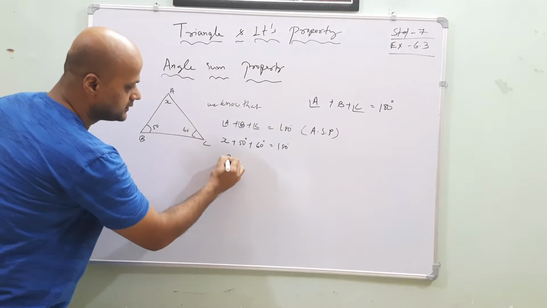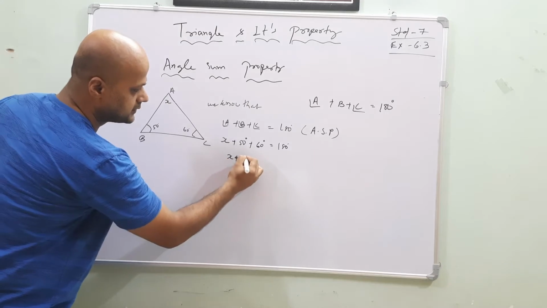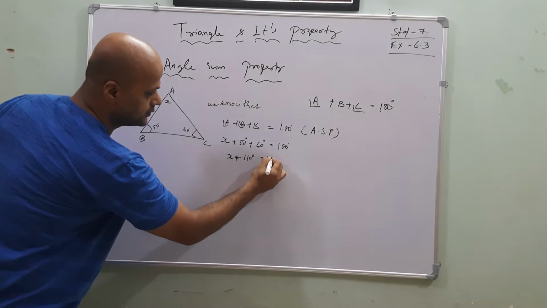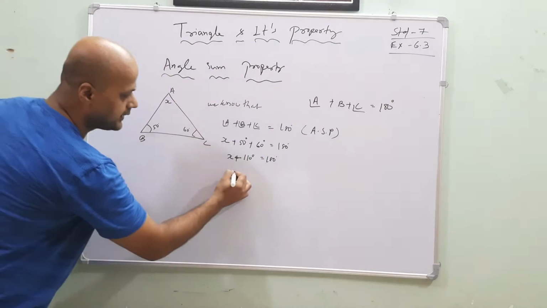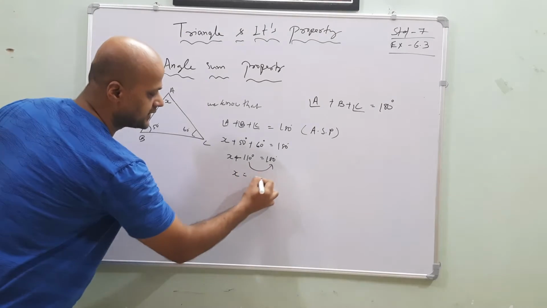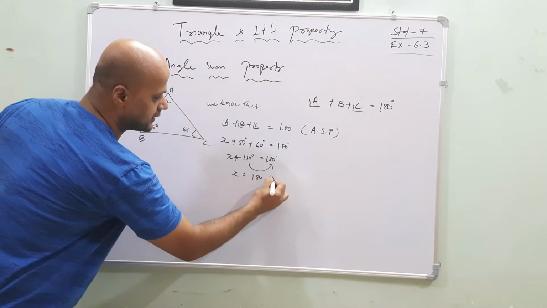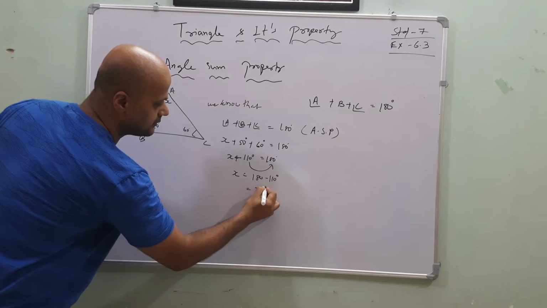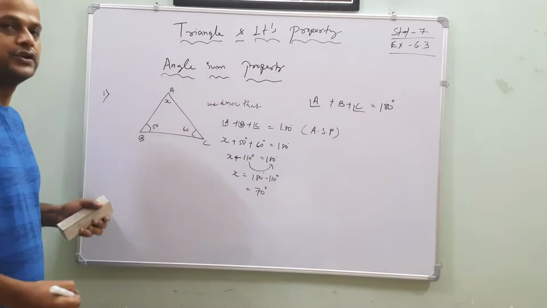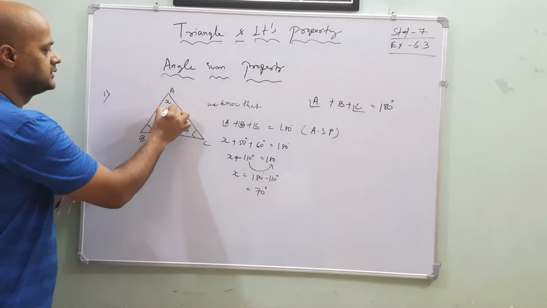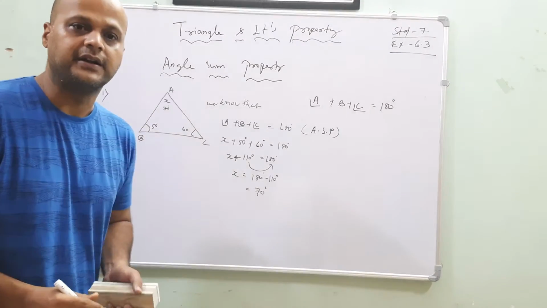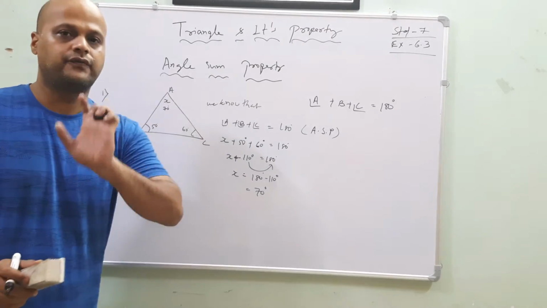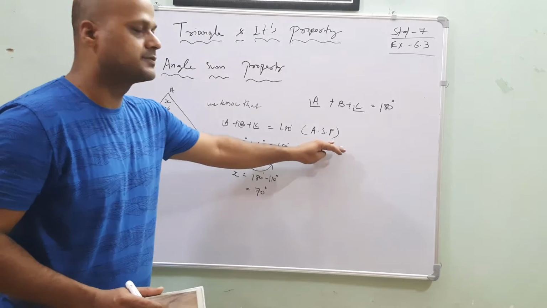Now add it. X plus 110 degrees is equal to 180 degrees. Now, X is how much? The 110 will go to the other side and it will be subtracted. How much will it come to? It is 70 degrees. So the value of X is 70 degrees. In this manner you have to find it by using the ASP rule.